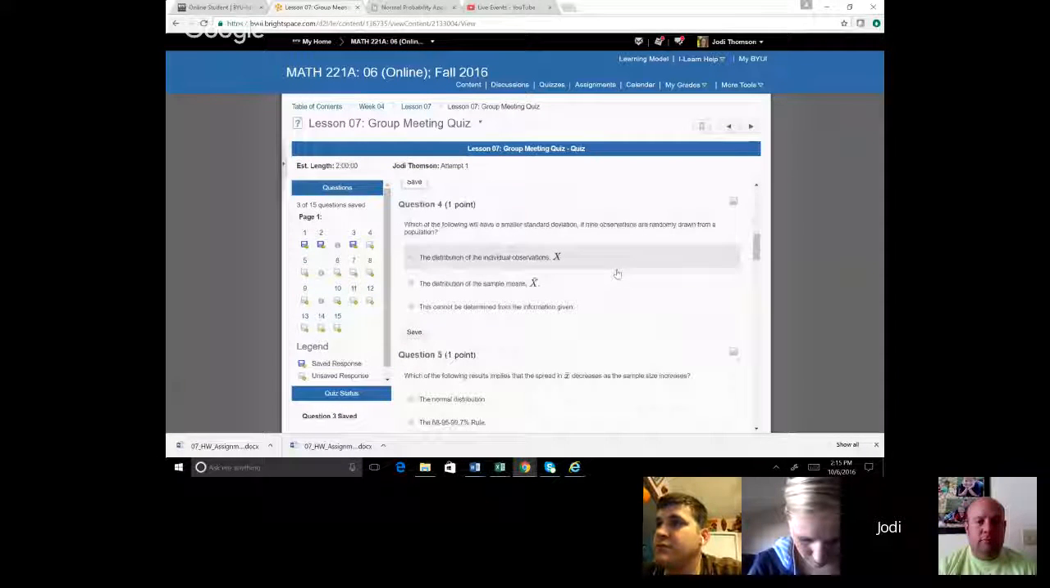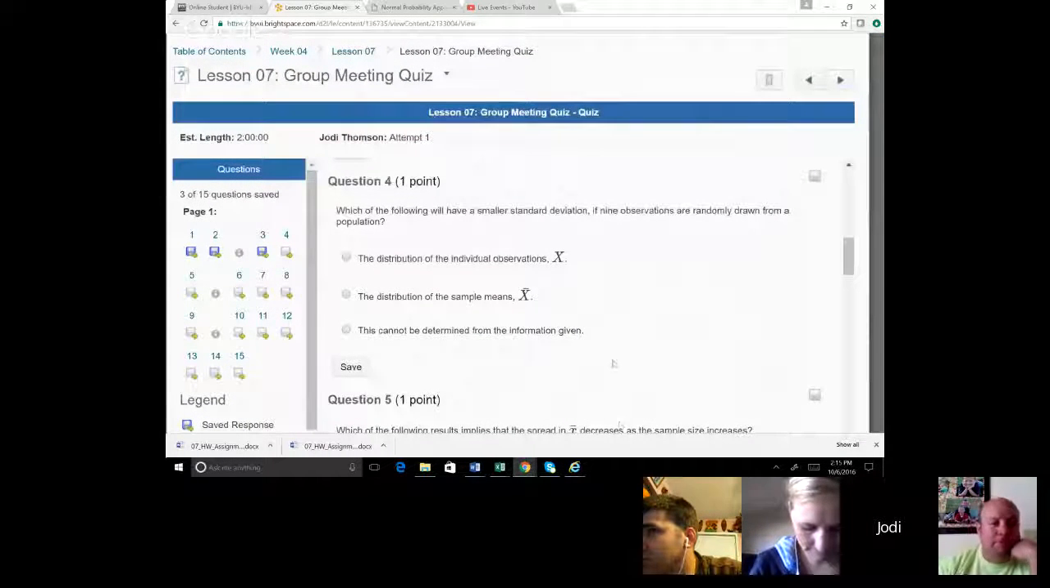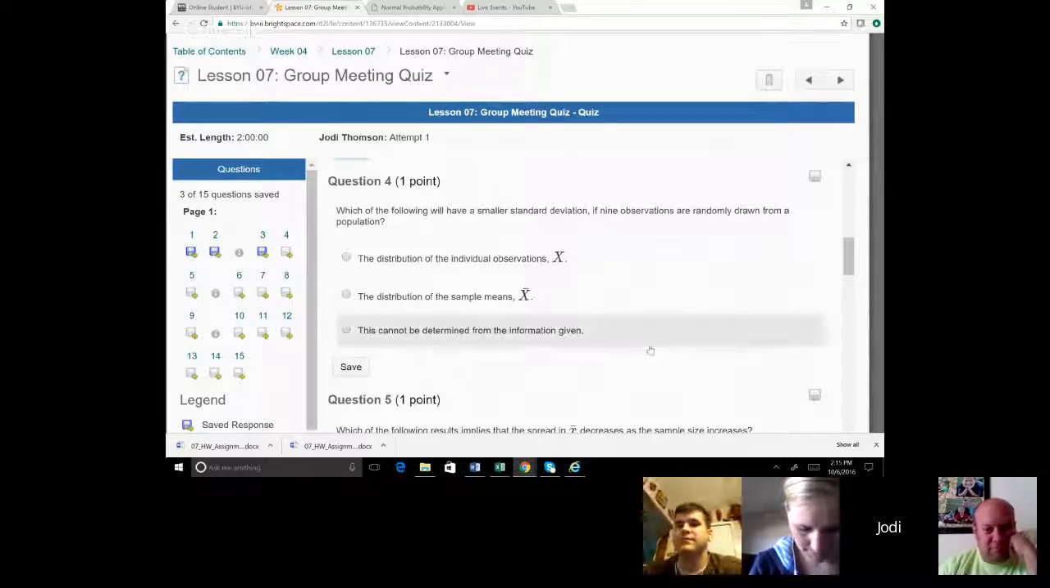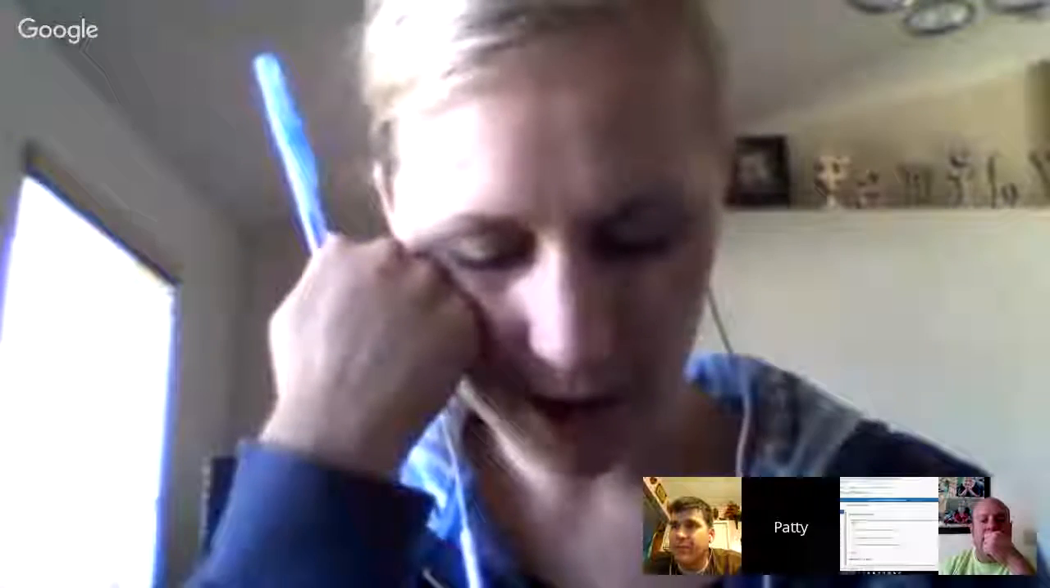All right, question 4. Actually, I can make this a little bit bigger. Which of the following will have a smaller standard deviation? If 9 observations are randomly drawn from a population, which will have a smaller standard deviation: the distribution of the individual observations, the distribution of the sample means, or this cannot be determined from the information given? I would say the sample means. I really am not sure.